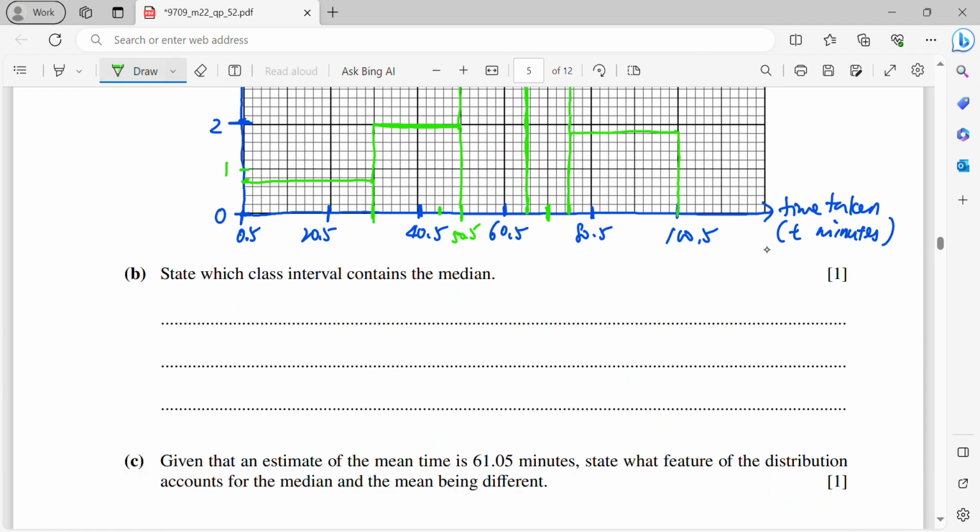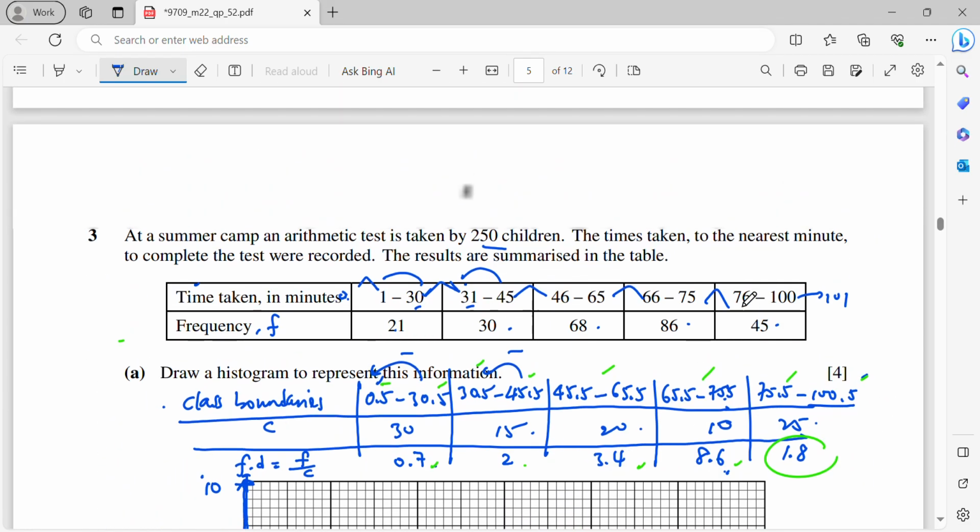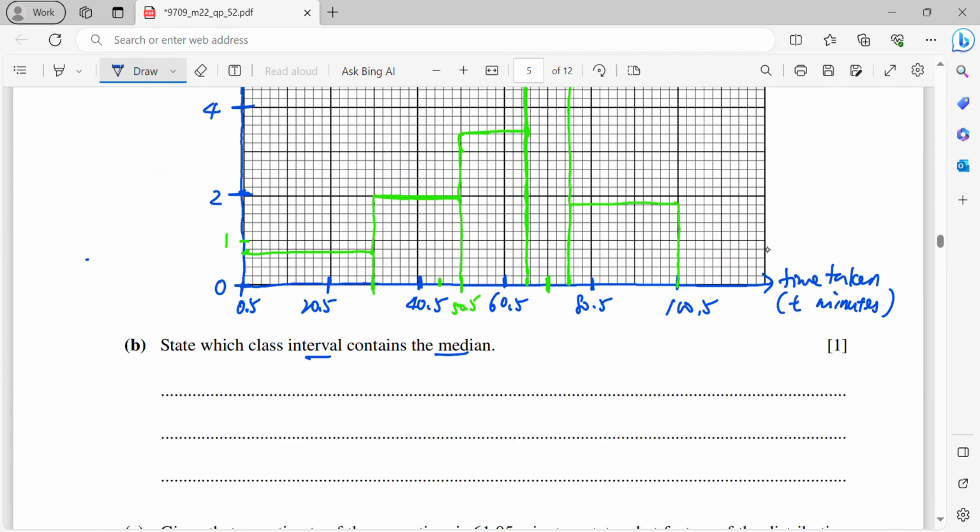Right, now part b: state which class interval contains the median. Look at the total here. The total is 250, right? So the median is the data with this position. 250 divided by 2 is 125. So now you need to find out which class will have this data.